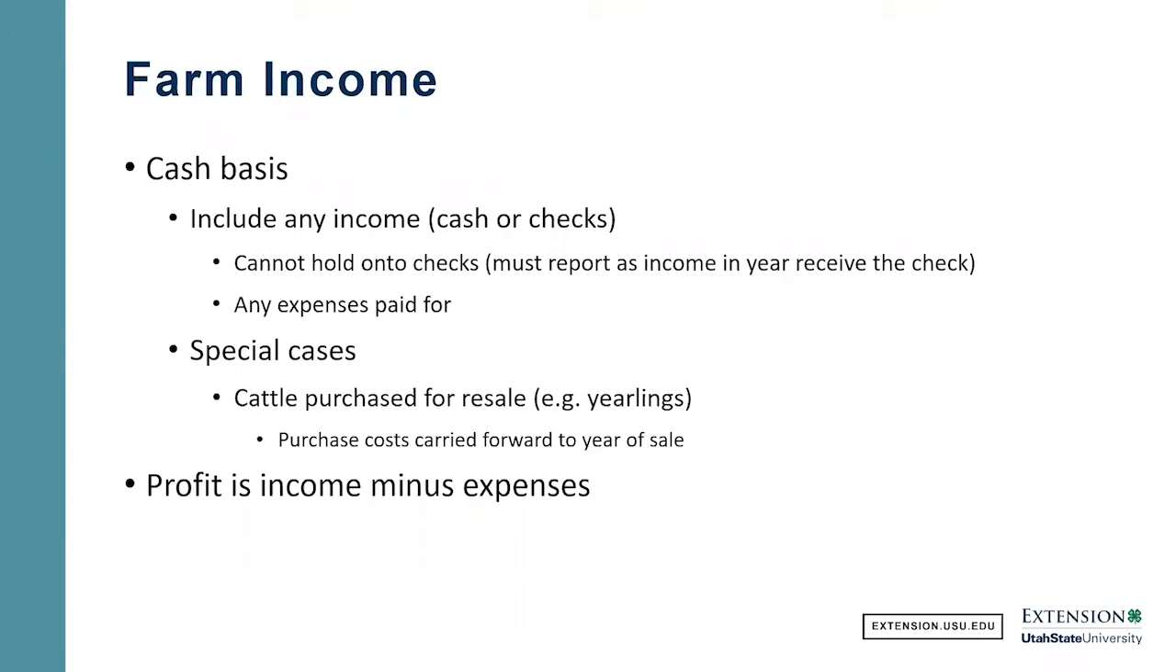Because the ones that you're buying for resale, you want to match up the cost of what you bought the animal for with when you sell it so that they work together. They both need to be there in the same year. Other types of things, as long as we sold it, we count it. If we've paid cash for the expenses, we count that. And then your profit is just your income minus your expenses.